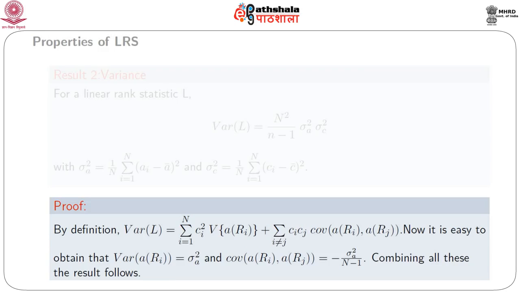Now, after some messy algebra, we can obtain that variance of A_Ri is nothing but sigma squared A, and covariance between A_Ri and A_Rj is minus sigma squared A divided by n minus 1. Combining all these, we get the expression as defined above.